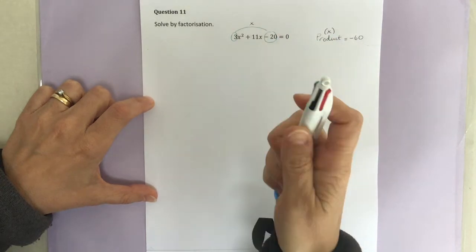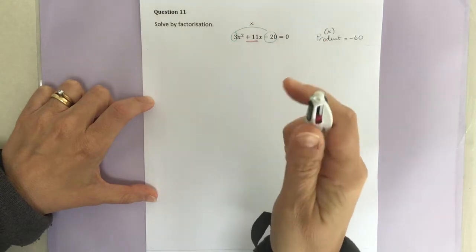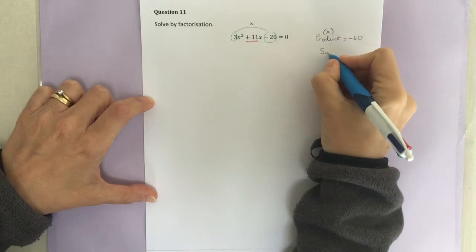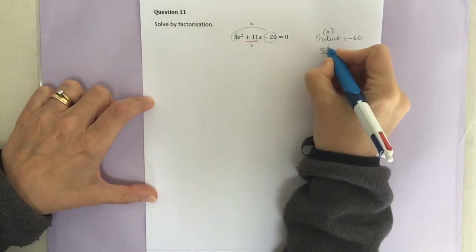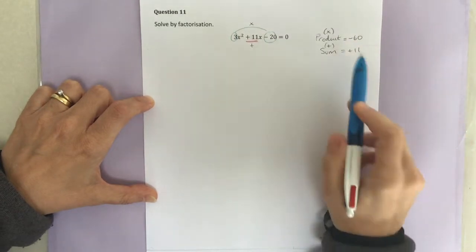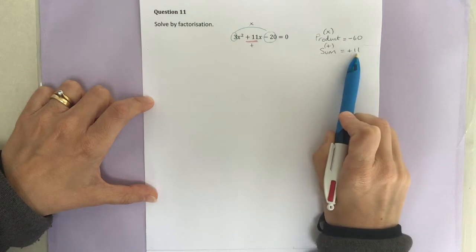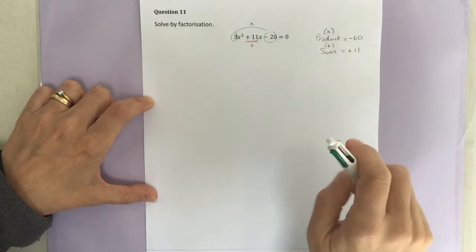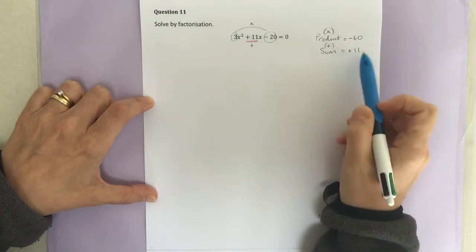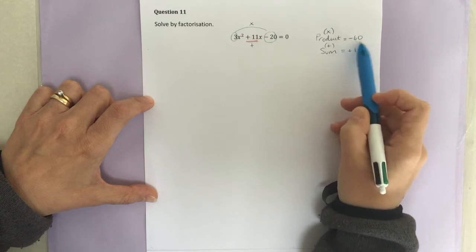The next thing we need to look at then is the sum, and the sum is the coefficient of the x term, so the number in front of the x term. So in this case, our sum, which means we're adding two numbers together, that's going to be positive 11. So we're looking for two numbers that multiply to give minus 60 and add to give positive 11. Okay, so if we go through the factors of 60, and sometimes people see these straight away and sometimes they don't, and that's fine. If you see it straight away, great. If you don't, then just have a look at factors of 60.